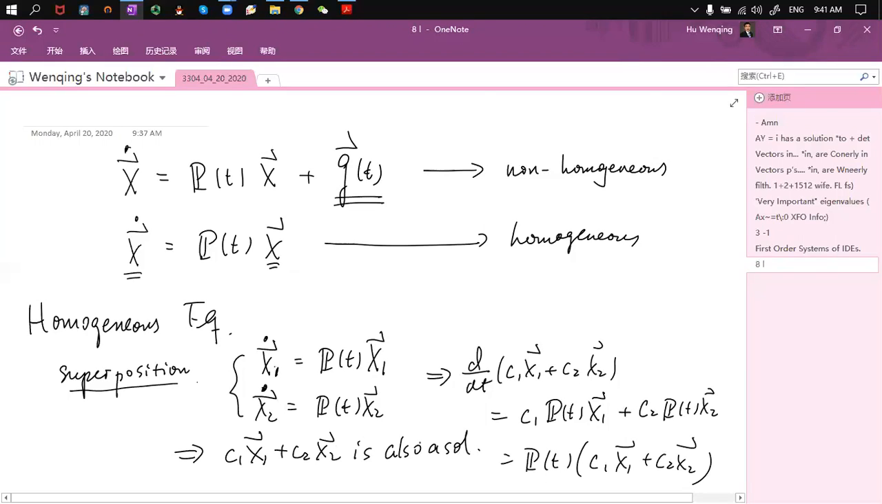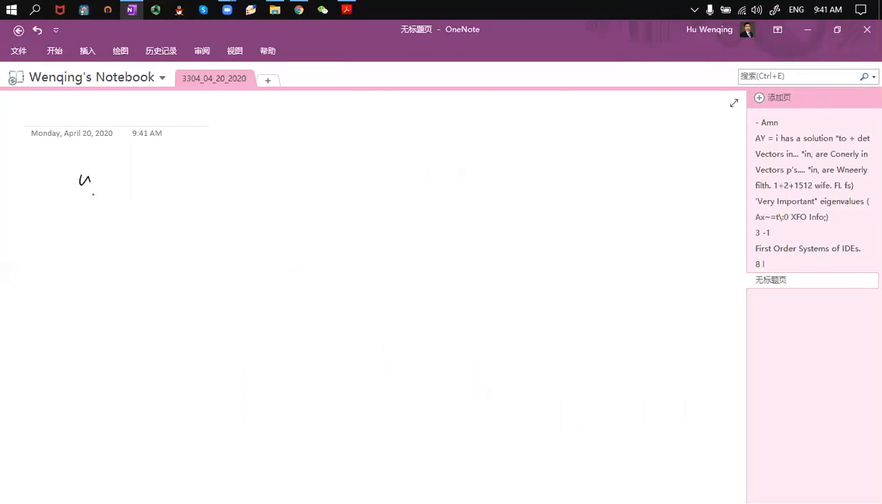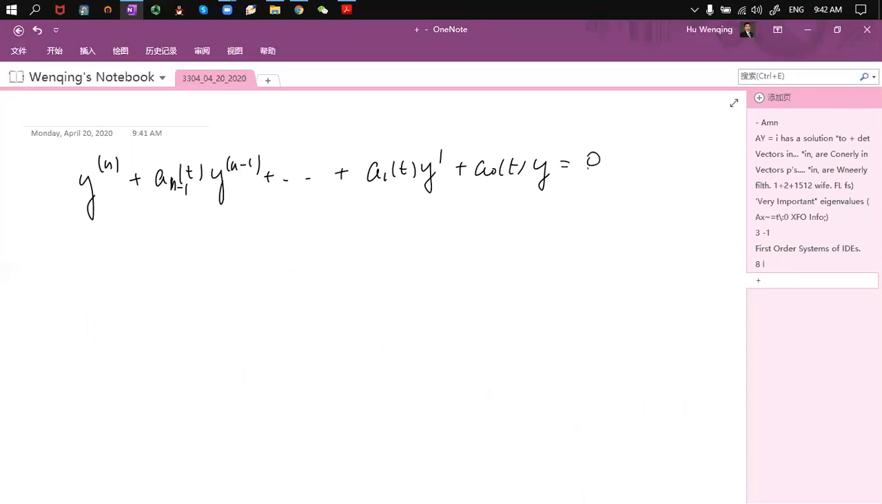And this is exactly also the case, remember, when we have y of n plus a n minus 1 of t times y of n minus 1 plus dot dot dot plus a1 of t y prime plus a0 of t y equal to 0. If you have solution y1 and solution y2, then c1y1 plus c2y2 is also a solution. Do you remember?